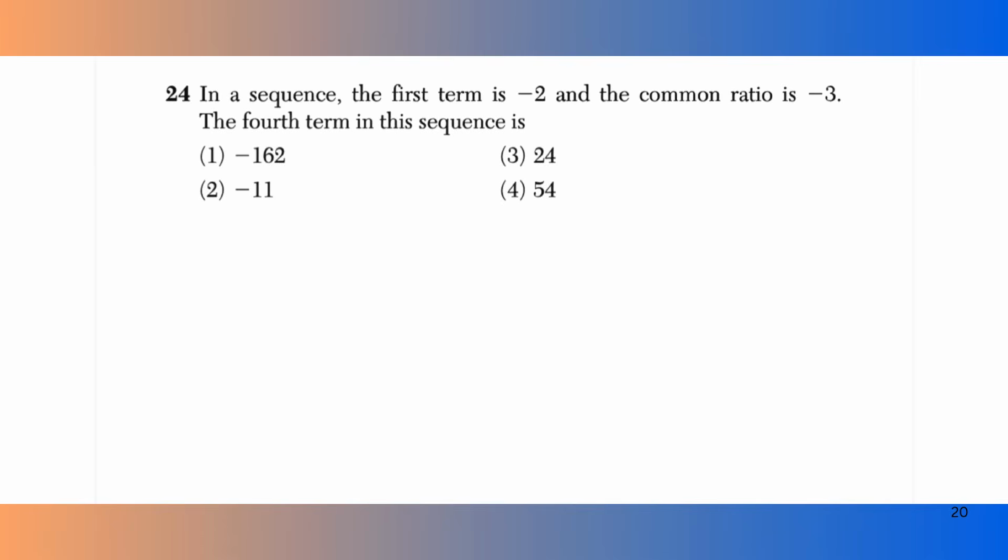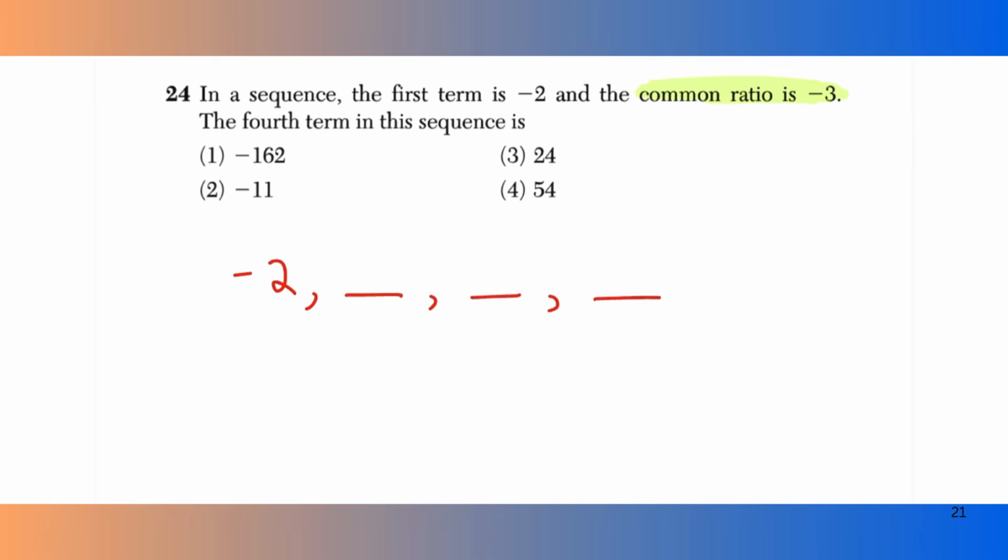And the last question, number 24, says in a sequence, the first term is -2 and the common ratio is -3. And they're asking us for the fourth term in the sequence. So this word common ratio is important for us to know because it indicates a geometric sequence. The common ratio is the number that we multiply a term by to get the next term.